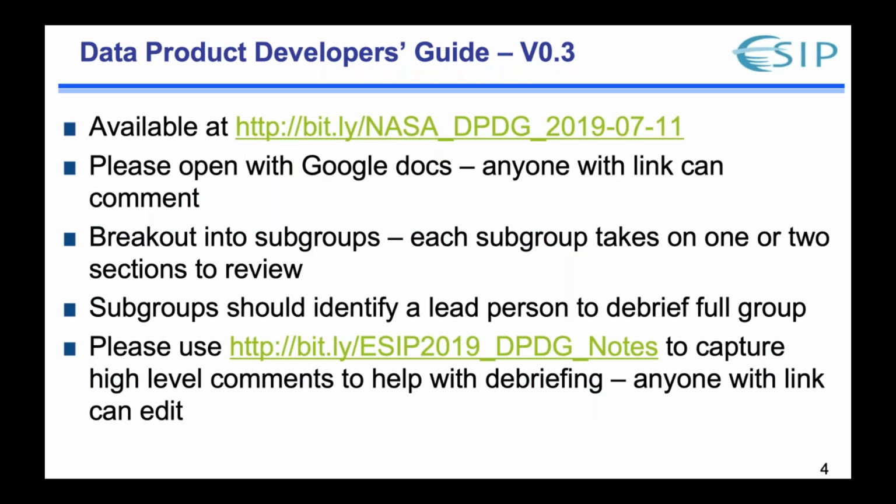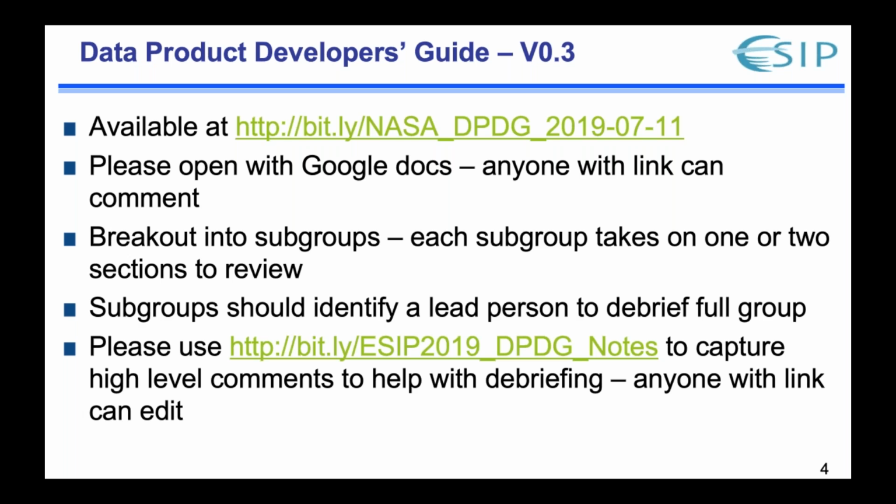So if you don't do anything, please copy down the 2 bit.ly links on this. You want to be able to locate the document. That's the first one, NASA_DPDG_2019-07-11. That was the release date of that version 0.3. And please open with Google Docs. If you open with Google Docs, anyone that has a link can comment on the document. Comment but not edit, because we want to gather all the comments and then take care of editing ourselves.